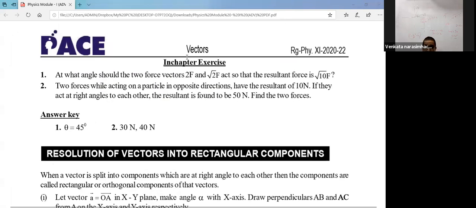In-chapter exercise 1 and 2, are they clearly visible? You have 5 minutes to solve.